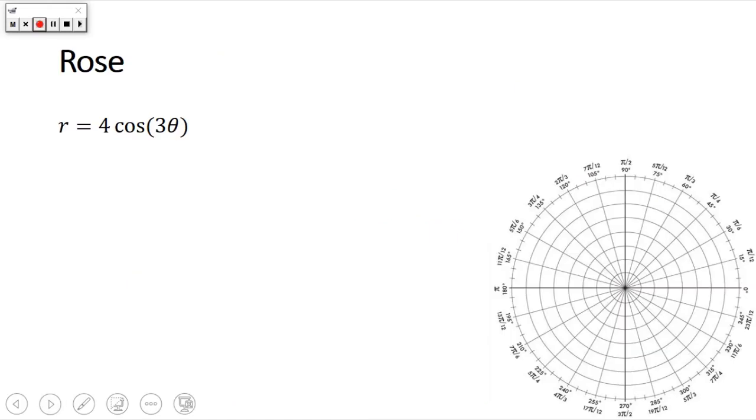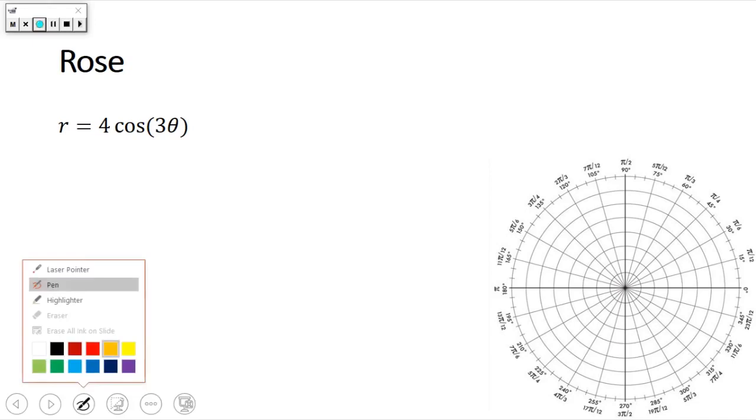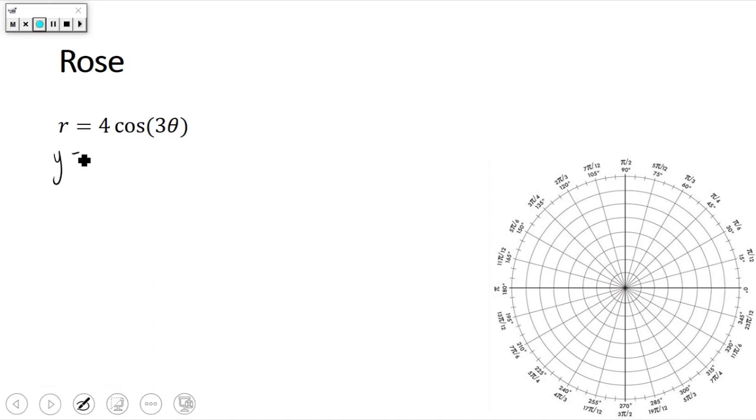Alright, we've got r equals 4 times the cosine of 3 theta. So again, instead, we're going to try a different input and output. We're going to do y equals 4 times the cosine of 3x. And now just like before, we're going to do amplitude. That's going to be 4, what's in front of the cosine.